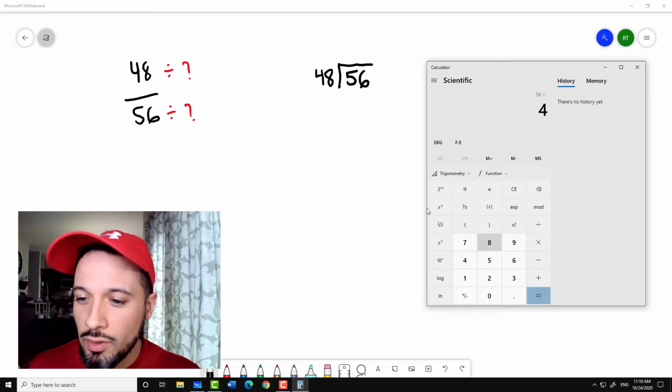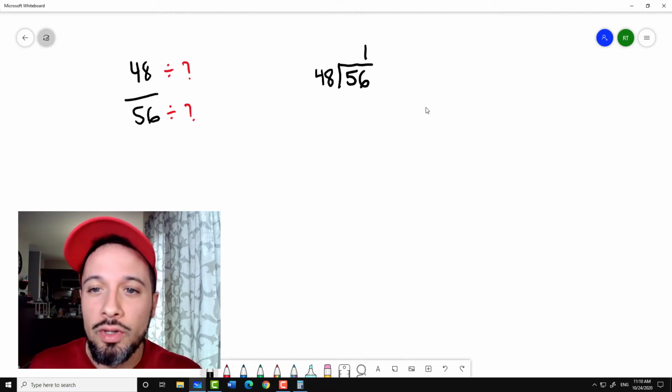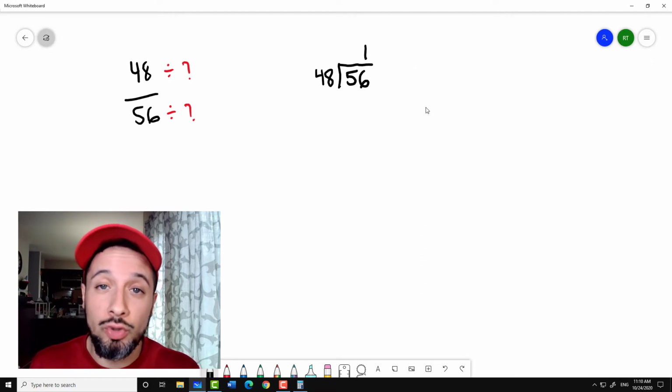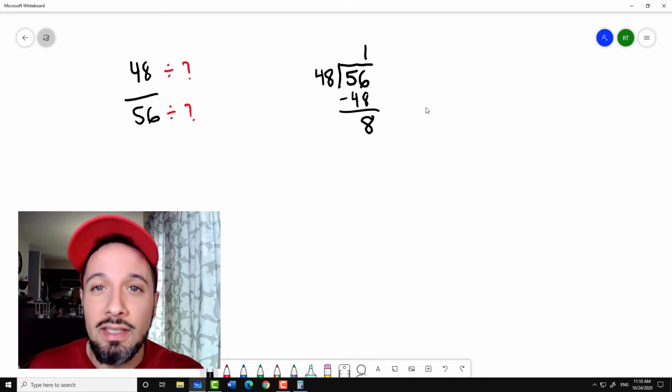56 divided by 48, you get 1.16. We're only going to take the whole number, which is to the left of the decimal. In this case, it's a 1. So I know 48 can go into it only one time, because if it goes twice, you're going to go over 56. So now I multiply that together, subtract, and my answer here would be 8.